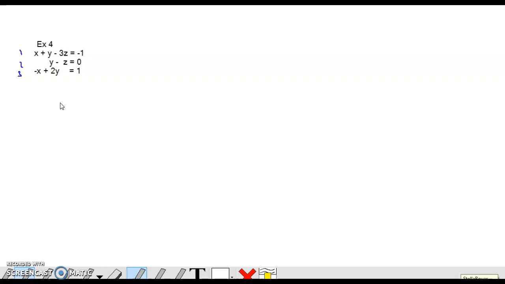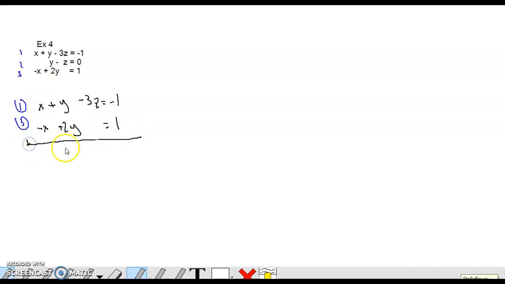So what I see right away without manipulating a lot of things is that if I add the first and the third equation together, I'm going to get rid of those x's. So that's exactly what I'm going to do. So x plus y minus 3z is equal to -1. Negative x plus 2y is equal to a positive 1. Boom, add them up. So 3y minus 3z, and then that is equal to 0. Brand new equation, number 4.